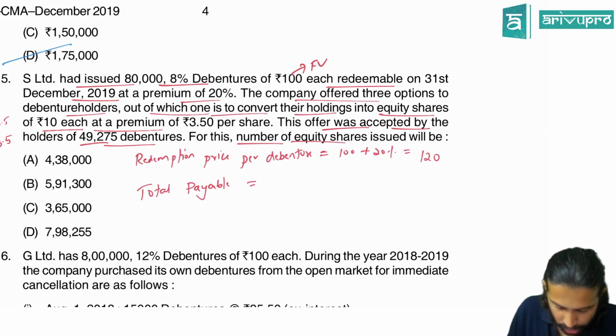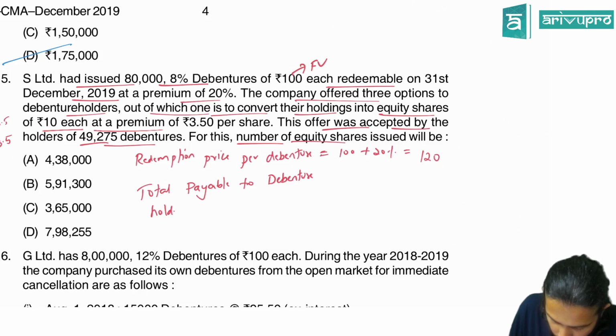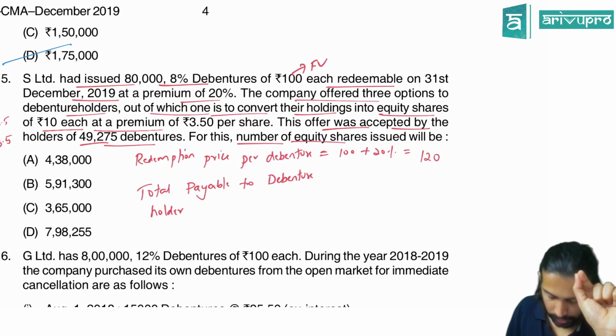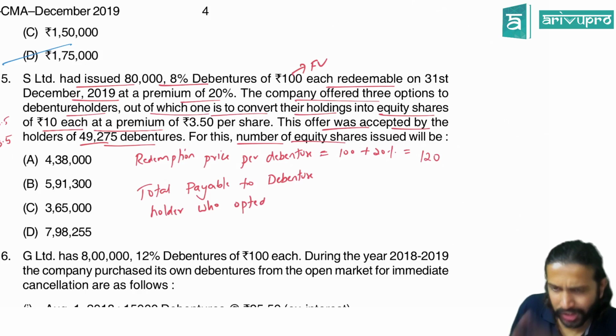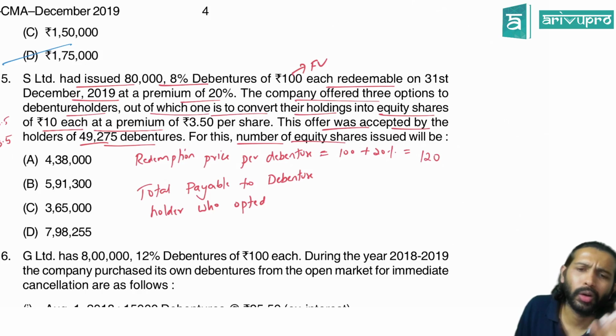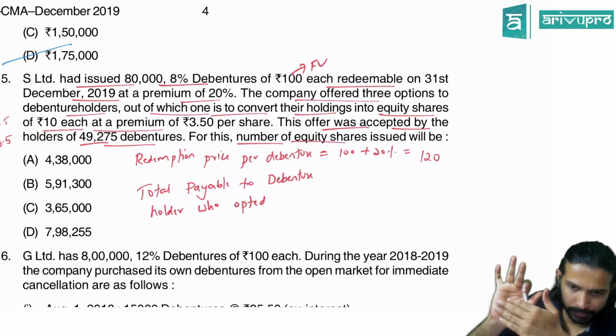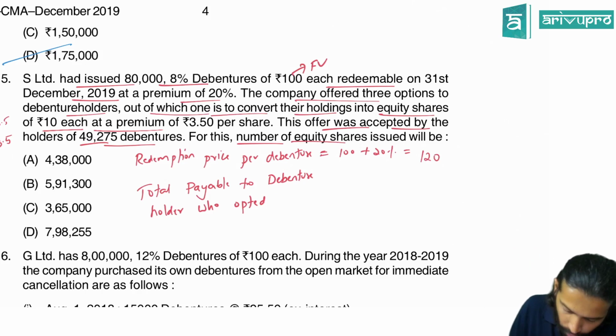Before that, first, can you tell me the total payable? Total payable to debenture holders who opted for conversion. Total money the company has to pay to the debenture holders who opted for conversion. They asked only for the number of equity shares, but I'm trying to first find out how much is actually payable to these debenture holders who said I will take equity shares.